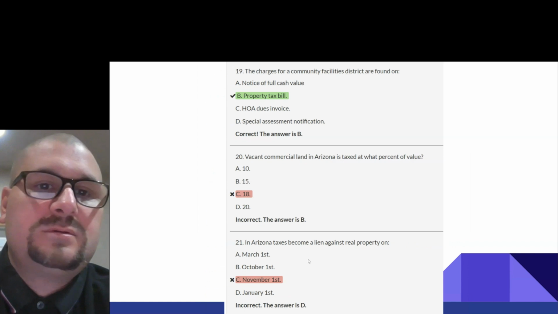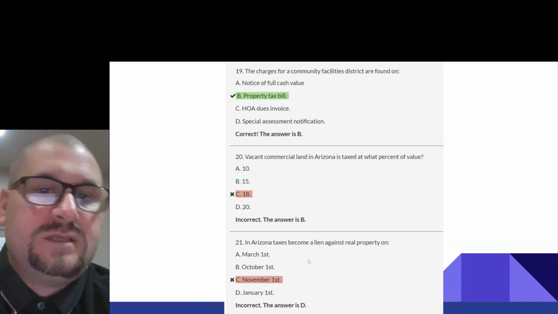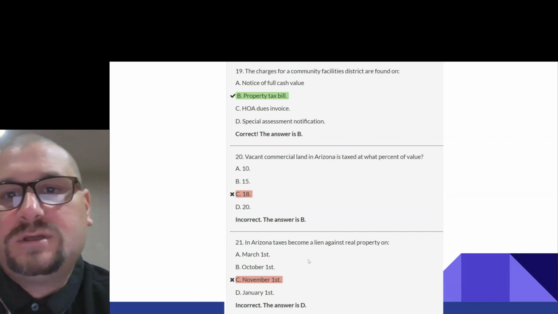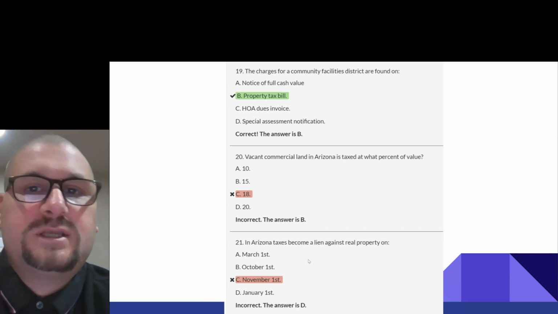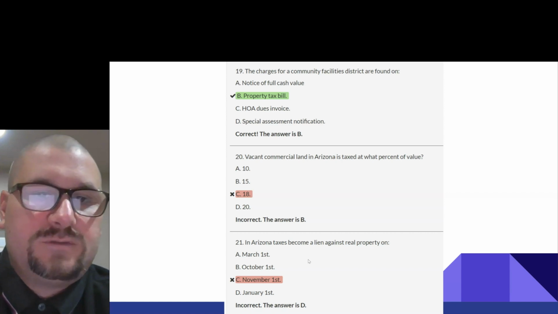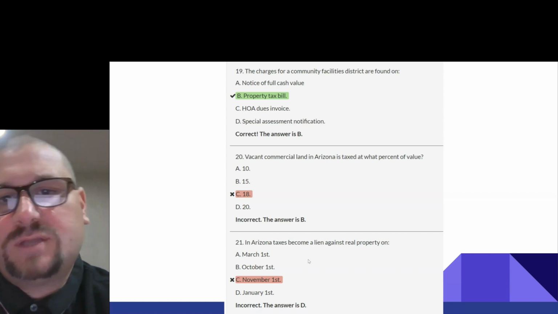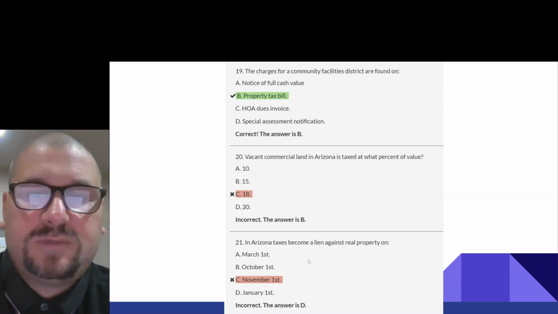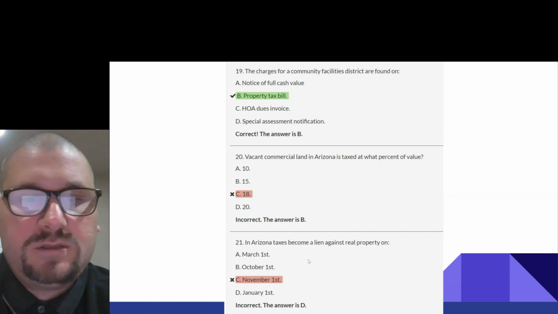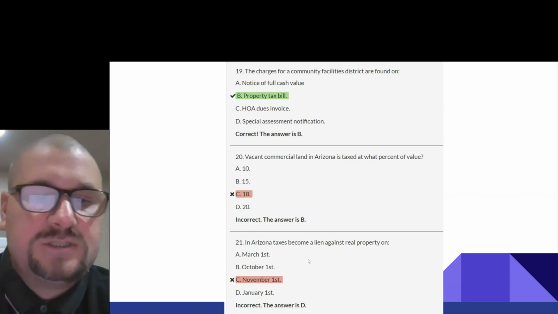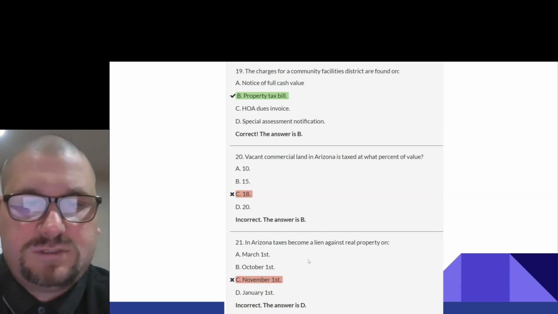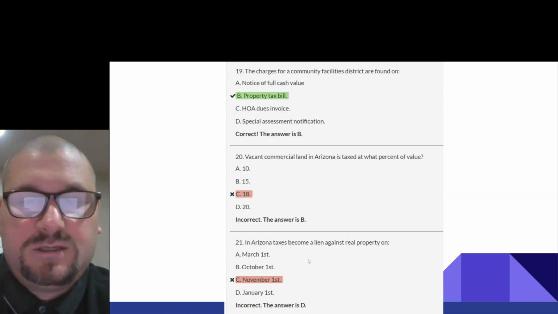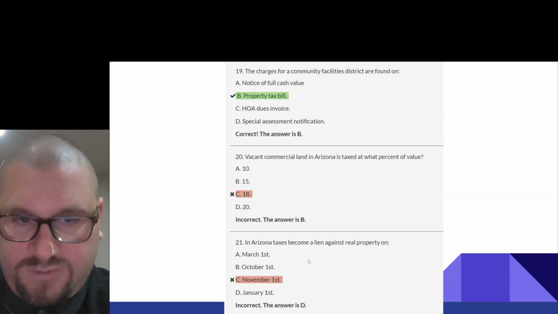Vacant commercial land in Arizona is taxed at what percent of value? B, 15%. So vacant commercial land is taxed at 15% of value. In Arizona, taxes become a lien against real property on D, January 1st.